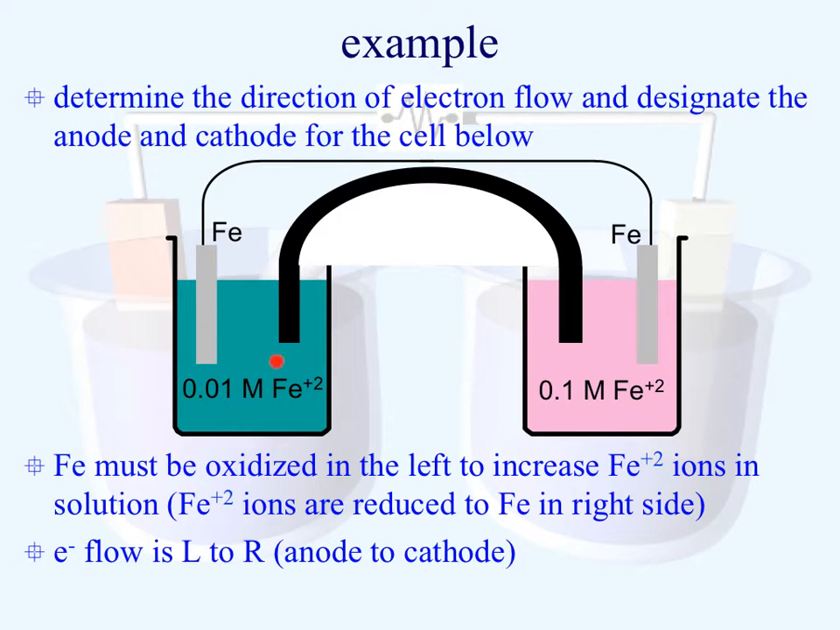So we want iron to be in the 2 plus form on this side, so oxidation needs to occur over here. Electrons are going to come over to this side, reduce down the Fe2 plus that's in solution, and you're subsequently going to see that flow from left to right as these two concentrations equalize. Okay, so this here is going to be your anode because it's where oxidation occurs. This is going to be your cathode.